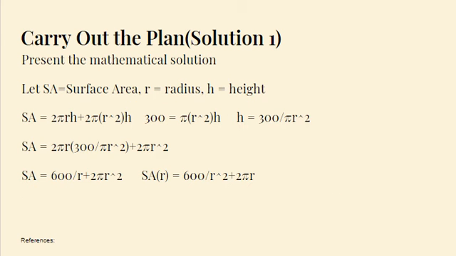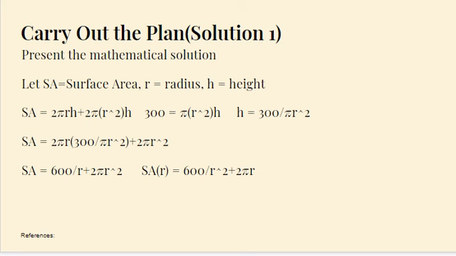Hi, I'm Kaden, and I'll be presenting solution 1. So let SA be surface area, R be radius and H represent height. This is the formula for the surface area, and this is the formula for the volume. Since we want the volume to be 300, we can replace V with 300. Now let's make H the subject of this formula and replace H in the surface area with this. So the surface area becomes 2 pi r times 300 over pi r squared plus 2 pi r squared.